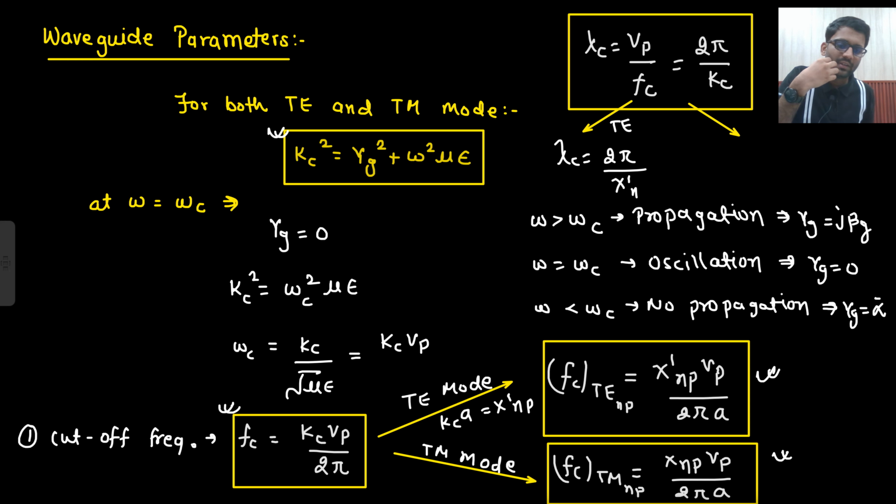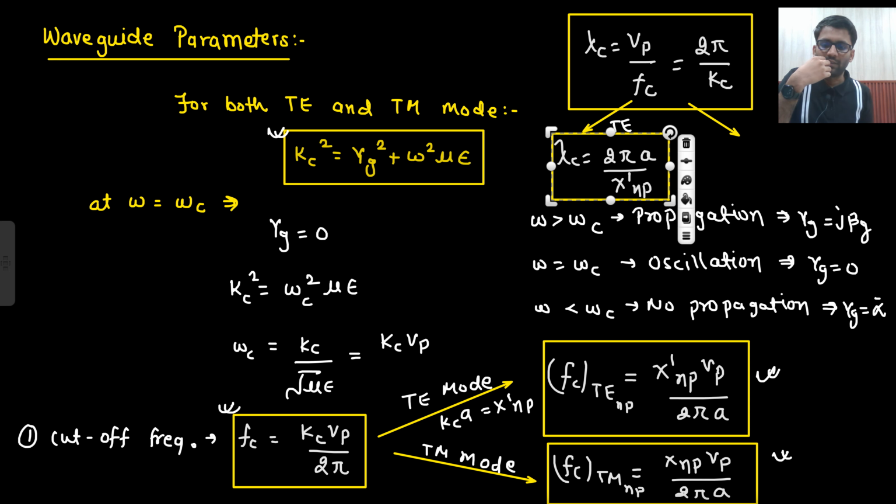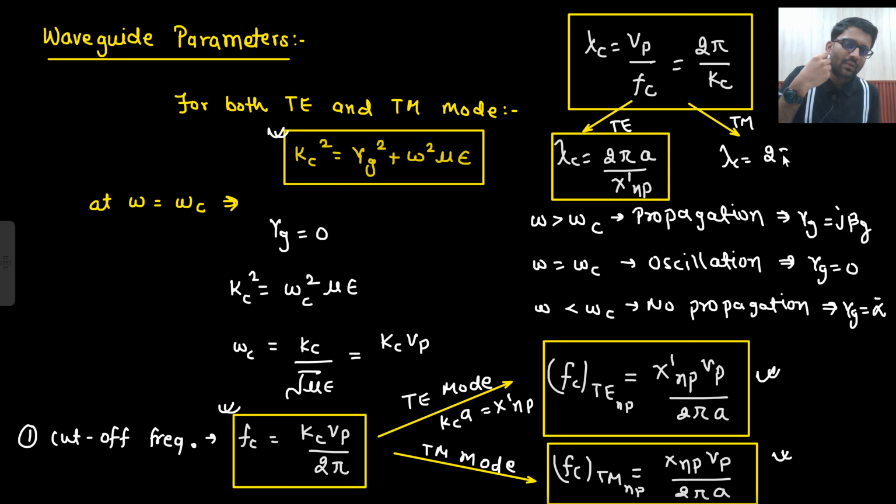x dash, TE mode it is, no? Yes, so for TE mode it would be x dash np by a. And if I talk about TM mode, then lambda c would be 2 pi a divided by x np. Do I need to remember it? Do I need to mug it up?